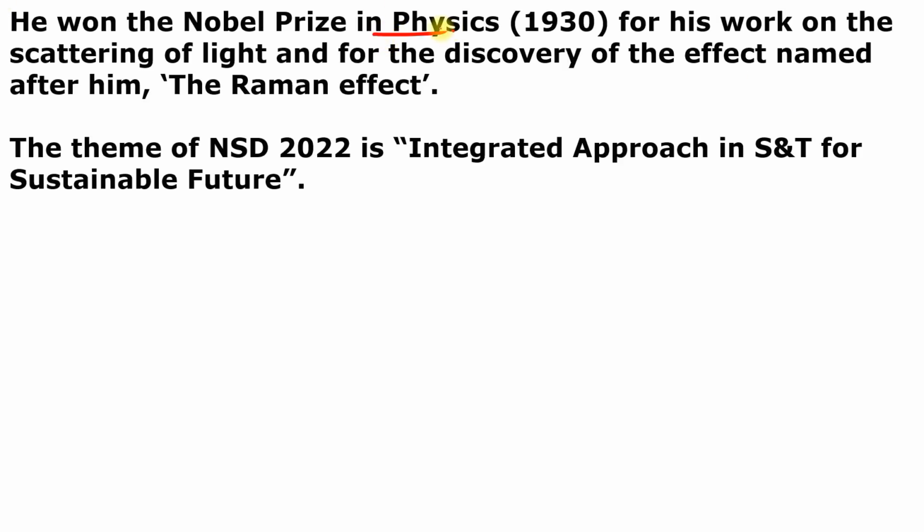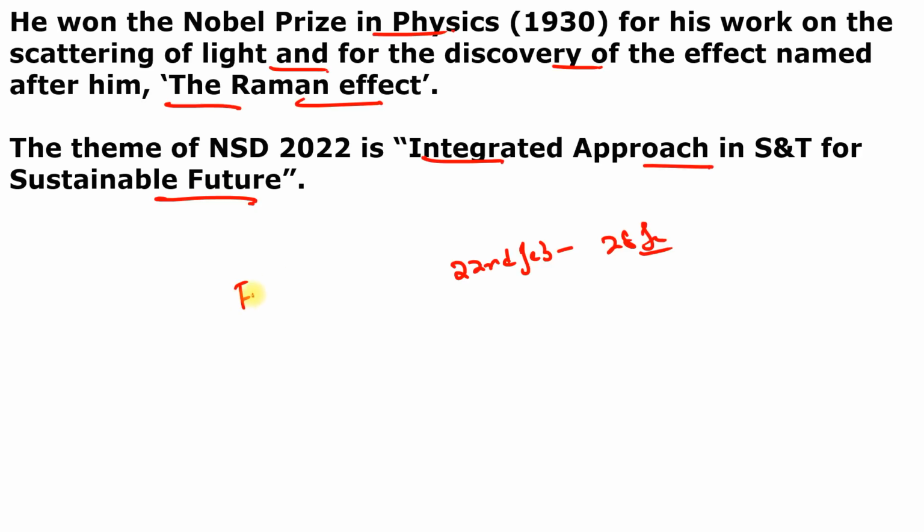He won a Nobel Prize in Physics for his work on scattering of light and for the discovery of the effect named after him, the Raman effect, in 1930. And National Science Week also started on 22nd of February and ended on 28th of February. The theme of National Science Day 2022 is Integrated Approach in Science and Technology for Sustainable Future. This is very important. The theme aims to raise public awareness and appreciation of scientific issues. And the first National Science Day was celebrated in the year 1987.